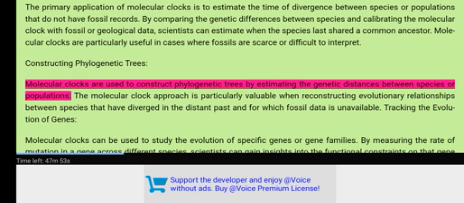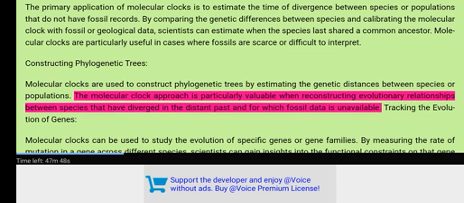Constructing phylogenetic trees. Molecular clocks are used to construct phylogenetic trees by estimating the genetic distances between species or populations. The molecular clock approach is particularly valuable when reconstructing evolutionary relationships between species that have diverged in the distant past and for which fossil data is unavailable.